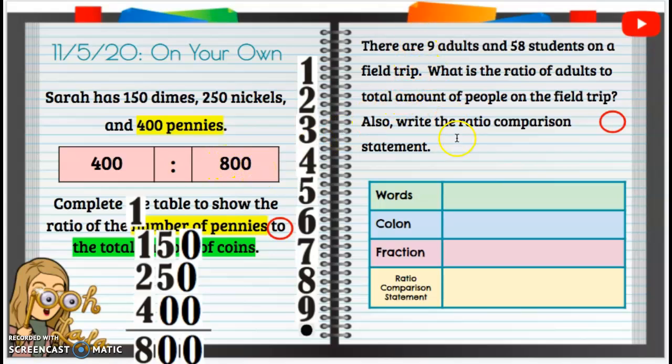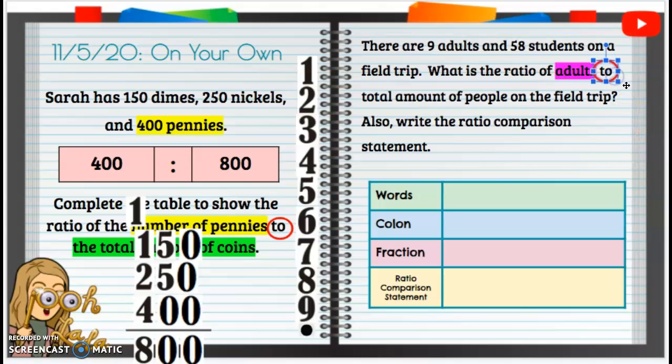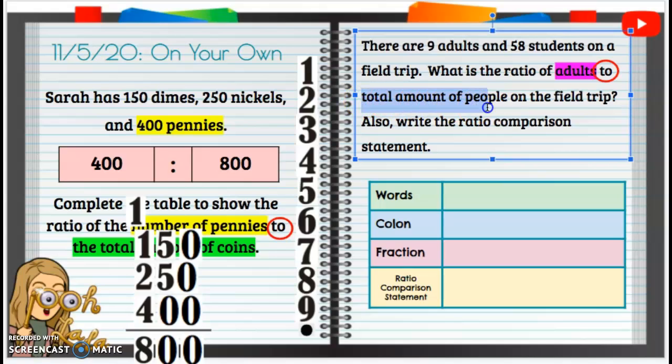All right, let's take a look at this next one. There are 9 adults and 58 students on a field trip. What is the ratio of adults to total amount of people on the field trip? Also, write a ratio comparison statement. So 9 adults, 58 students on a field trip. So the ratio of adults, what are we comparing? We're comparing adults to the total. So adults to total amount of people on the field trip.